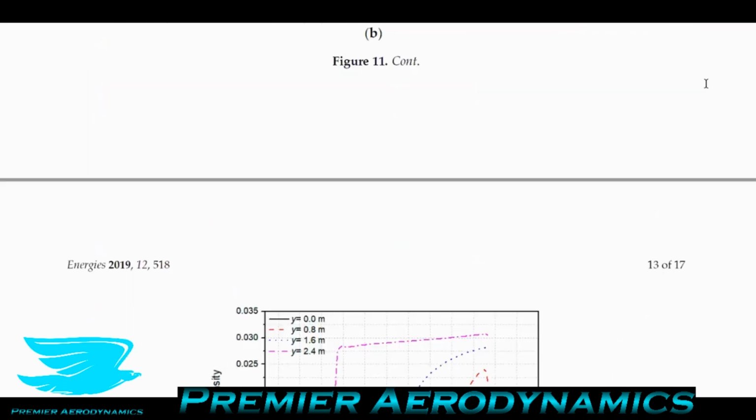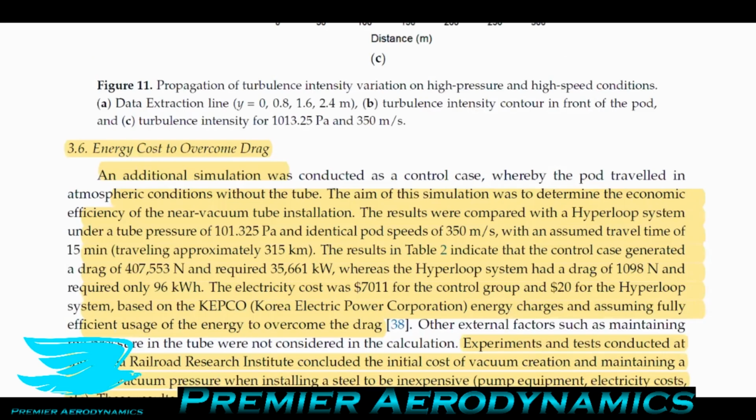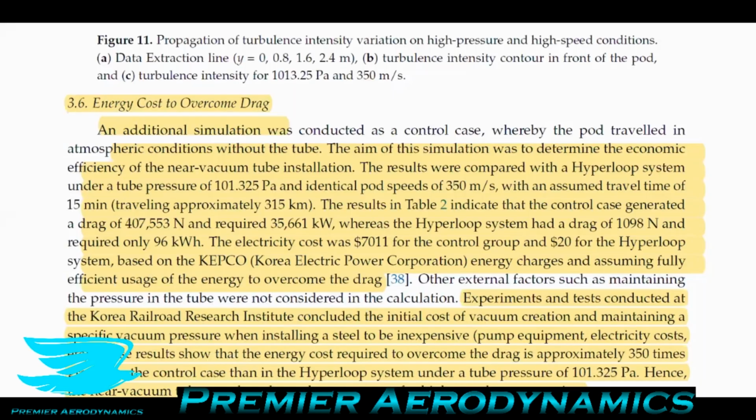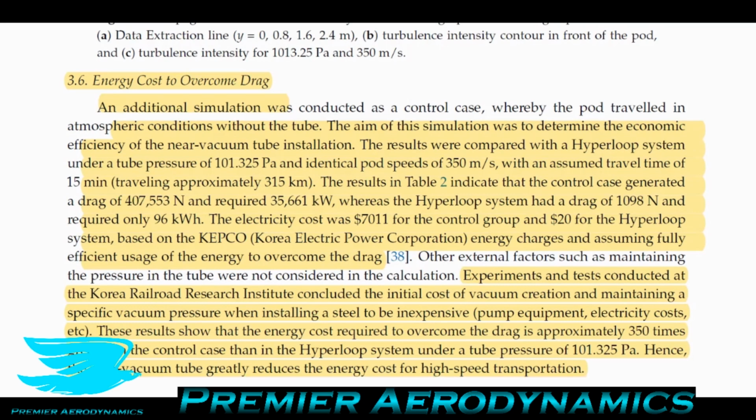So let's move on. So now we get down to brass tacks. The energy cost to overcome drag. This is what it all comes down to. How much energy and how much money does it cost to overcome the drag with different conditions?